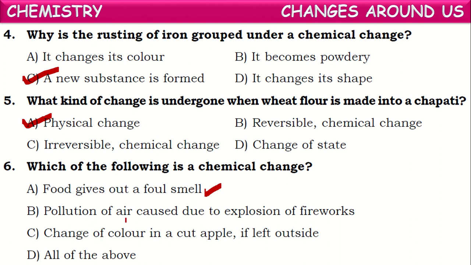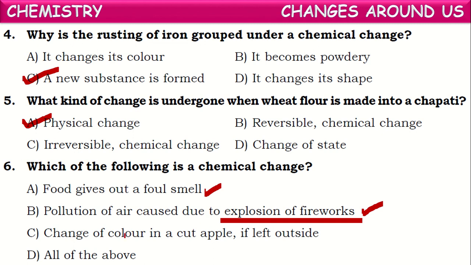Next one, pollution of air caused due to explosion of fireworks. What happens when fireworks are exploded? They burst and explode immediately and produce a large amount of gases and heat into the atmosphere. There, new substances are formed by the explosion of fireworks. As new substances are formed, that comes under chemical change.